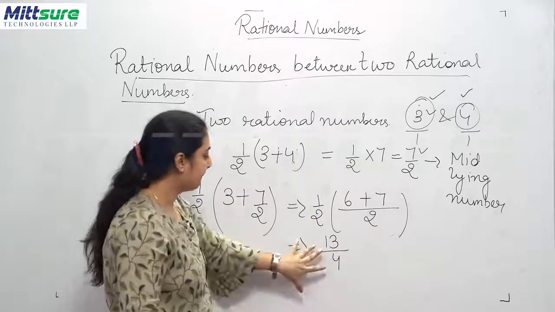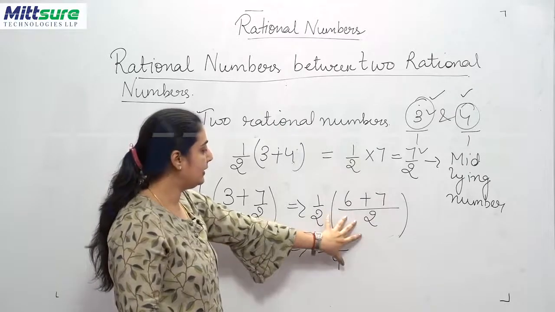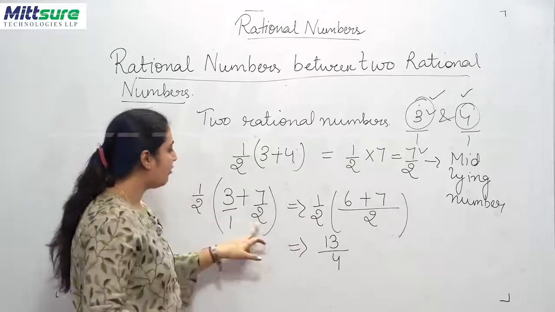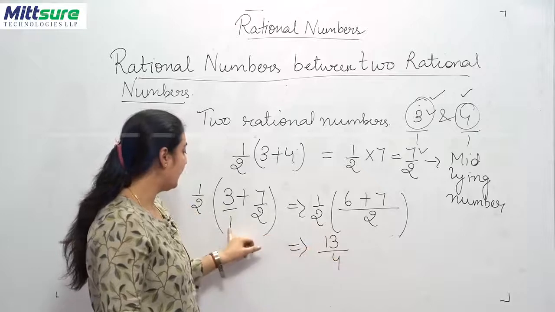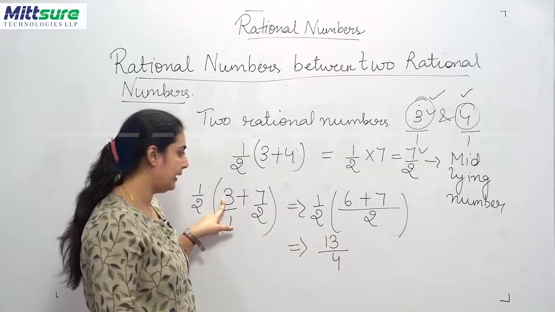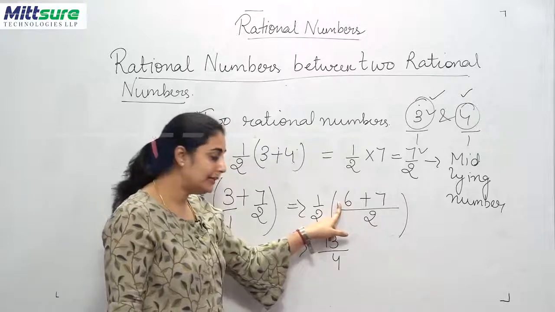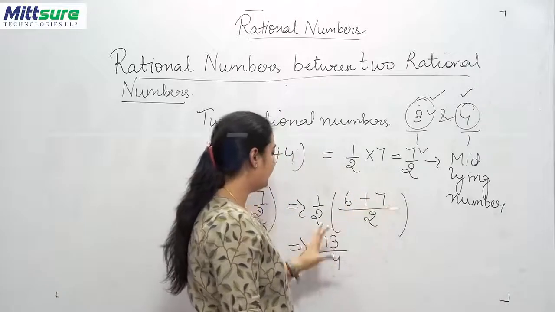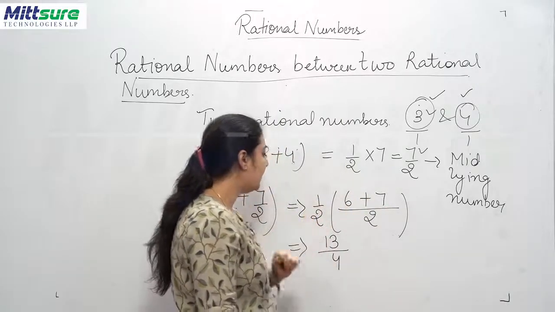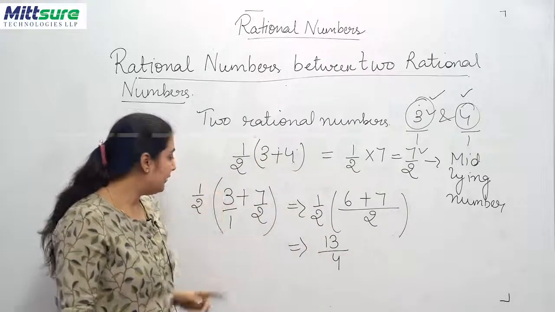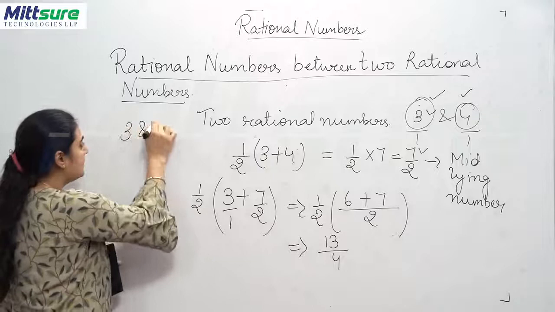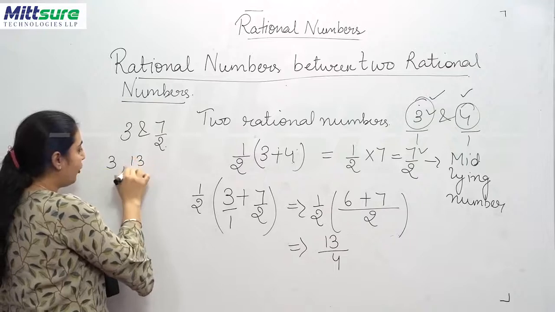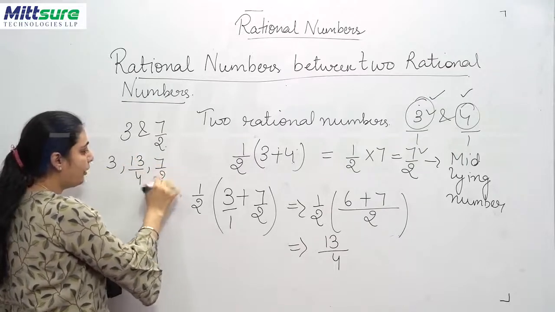Now when this LCM has been taken, what have we done? That 2 was the LCM. Here it was 1. Now when this 2 was dividing 1, I got 2. I multiplied it by 3. Here I got 6. Clear? Now when 6 and 7 are added, then they are multiplied by 1 upon 2. So between 3 and 7 upon 2, what number is present? 3, 13 upon 4, and I come to 7 upon 2.